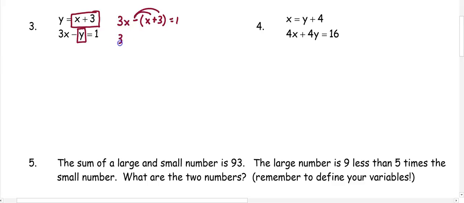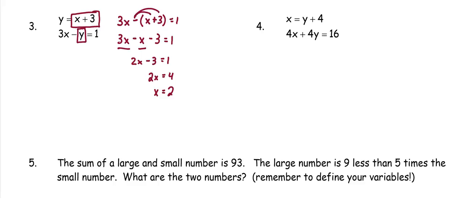So we get 3x minus x minus 3 equals 1. Combine my x's, I get 2x minus 3 equals 1. Add 3 to both sides, so 2x equals 4. And then divide by 2, so we get x is 2.